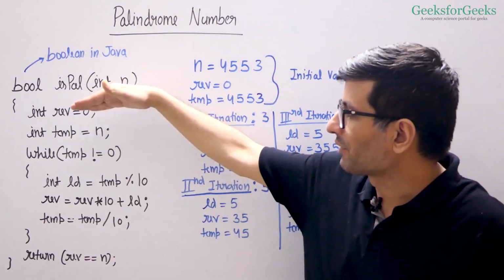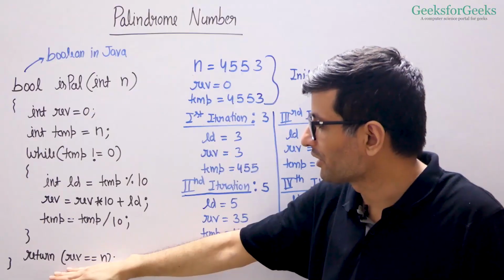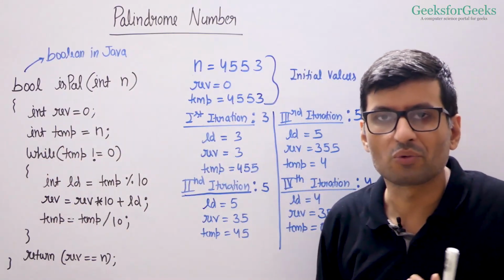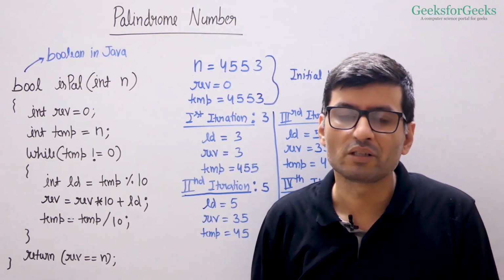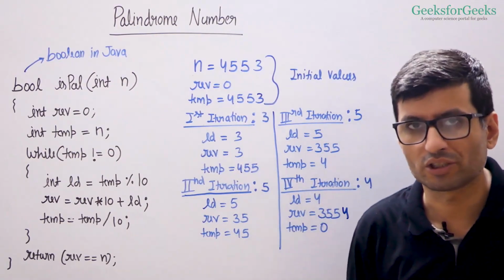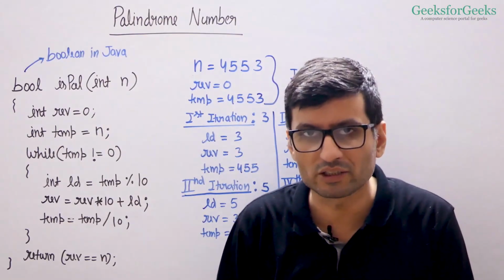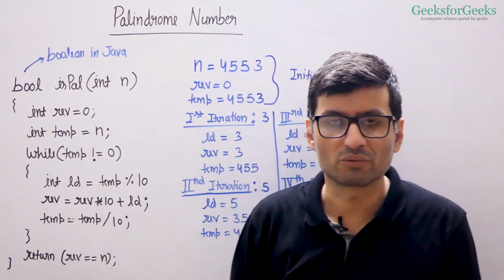So we have reverse here, and at the end we are checking reverse and n. In the middle we are simply computing the reverse of given number. Now how do we compute the reverse of given number? For that we have already discussed the logic. We are going to take the last digits one by one, and then we are going to remove the last digit, and then we are going to update the reverse.